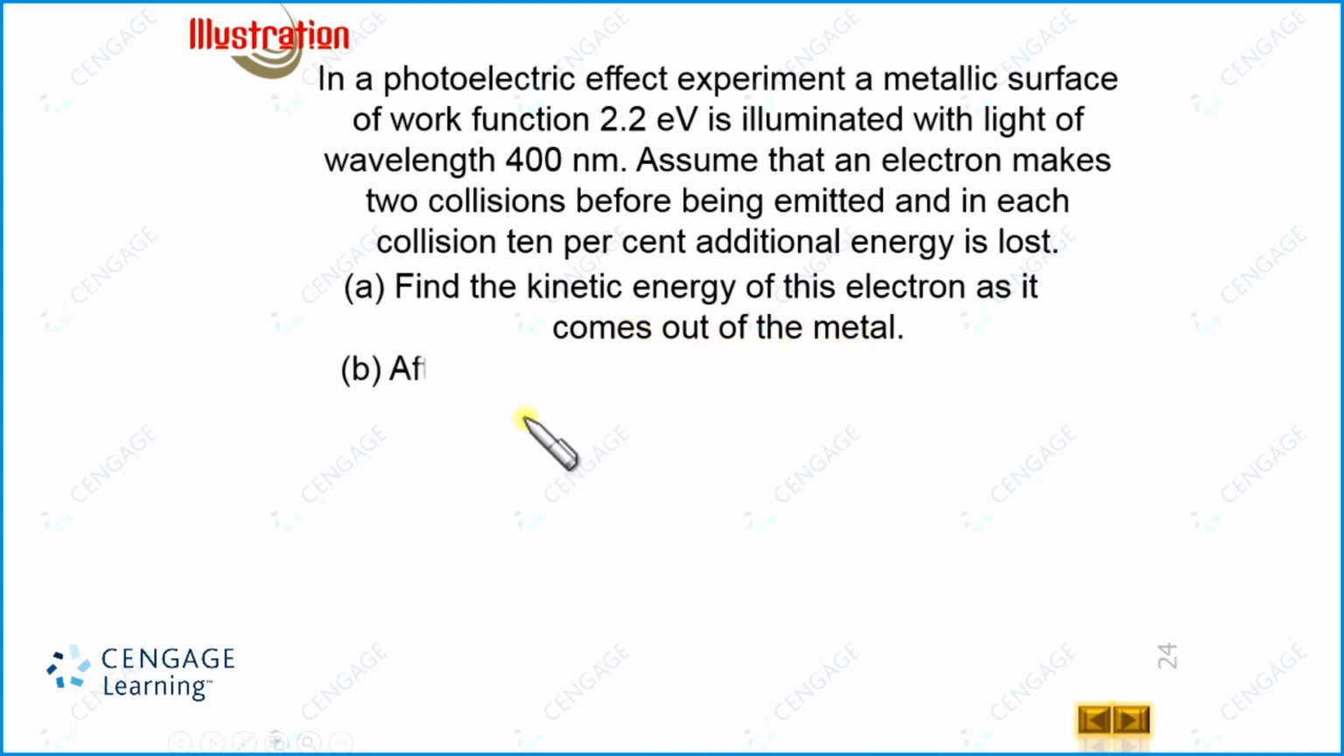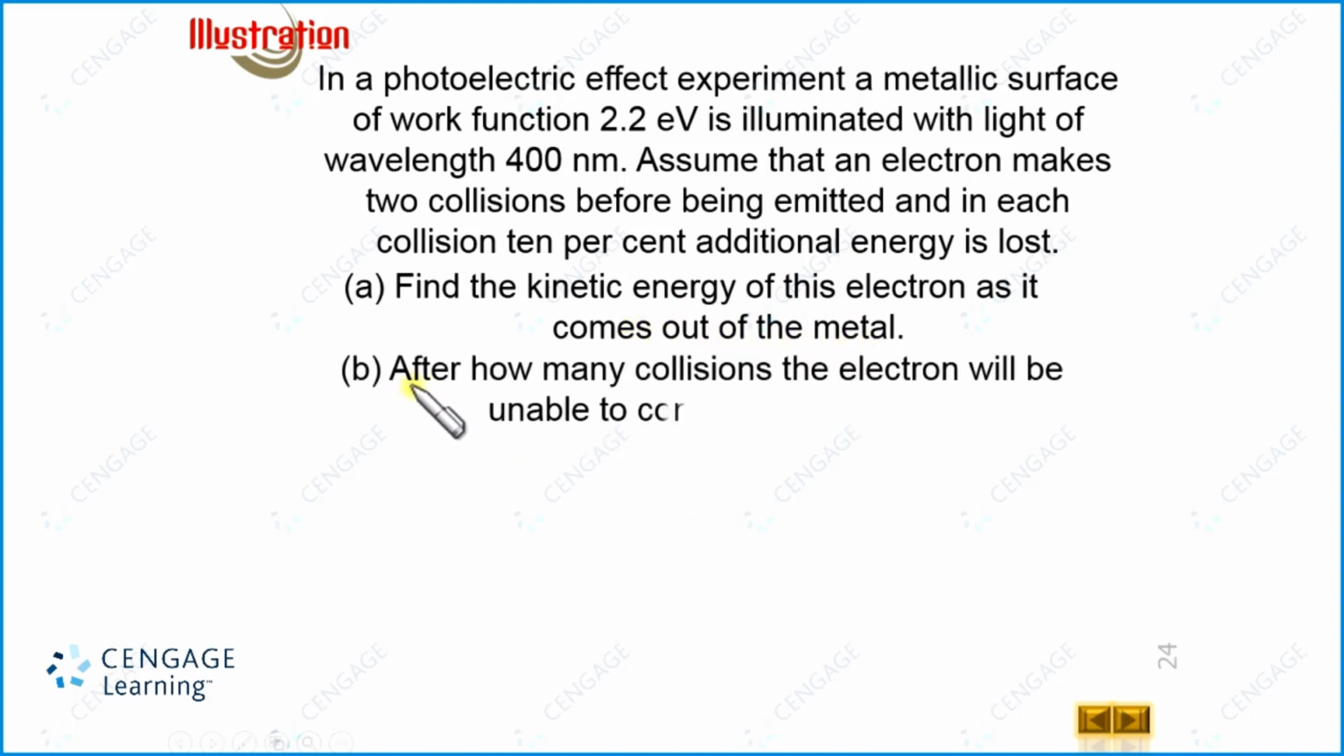In the first part of the question, we need to find the kinetic energy of this electron as it comes out of the metal. In the second part of the question, we need to investigate after how many collisions the electron will be unable to come out of the metal, right? So let us first analyze the question.